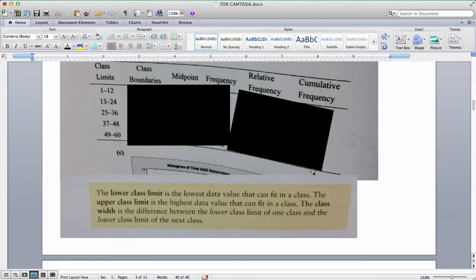Okay, lower limits, and this is the explanation for this. The lower class limit is the lowest data value that can fit in a class. The upper class limit, 12, 24, 36, 48, and 60, is the highest data value that can fit in a class. The class width is the difference between the lower class limit of one class and the lower class limit of the next class, like I just counted for you.